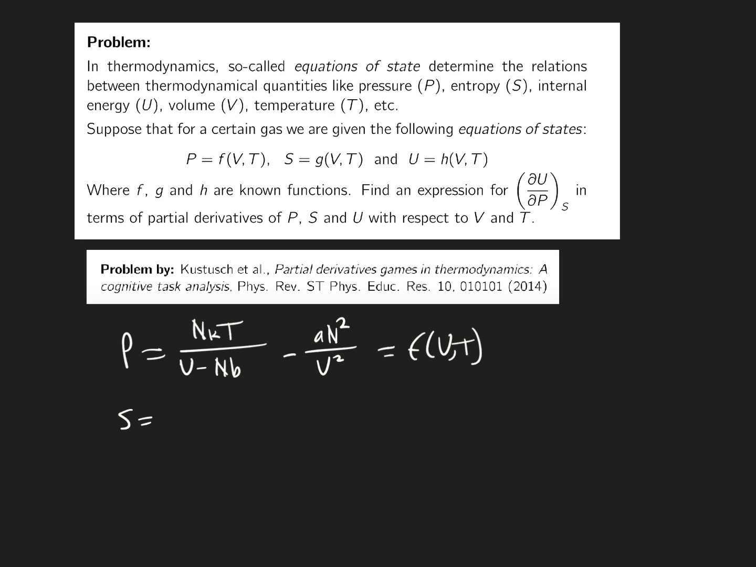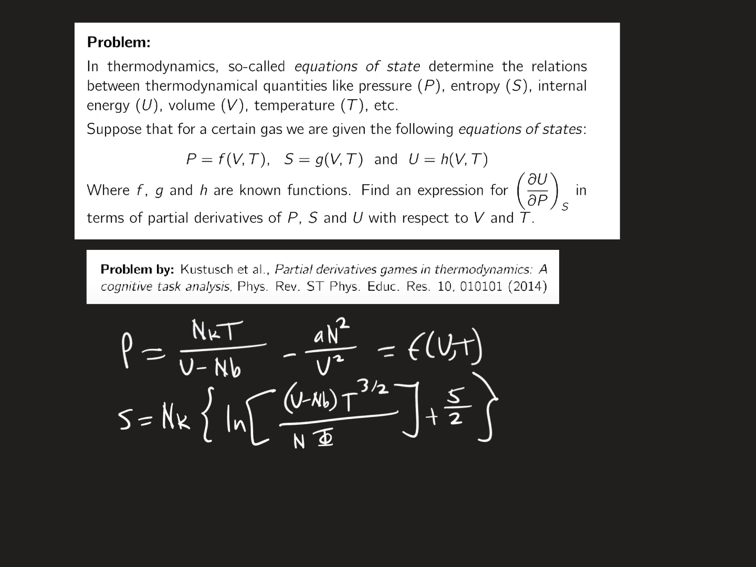Well, for the entropy, we have something similar. We have the following expression: N times K times the logarithm of V minus NB, T to the power 3 over 2, divided by N times phi, plus 5 over 2. And here we again have the constants N, K, and B. And we also have phi, which is the residual entropy, which is also a constant. So this is a function G of the volume and the temperature.